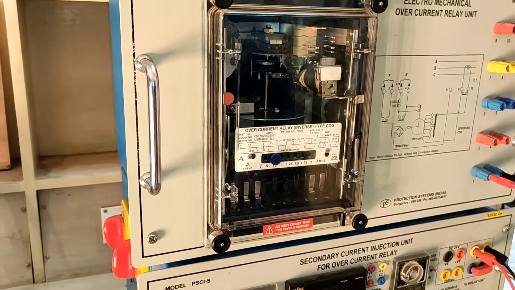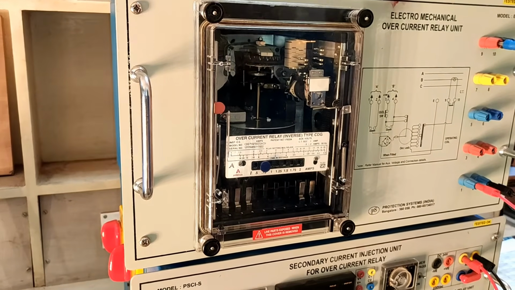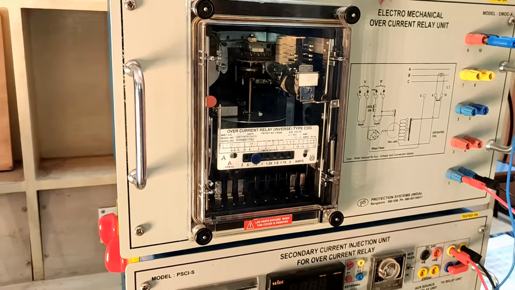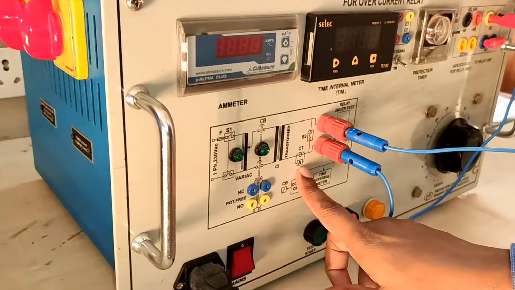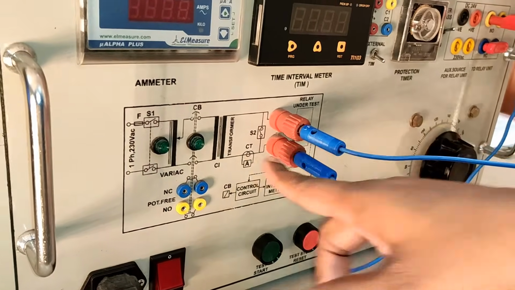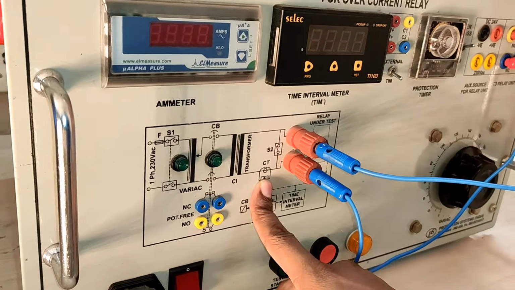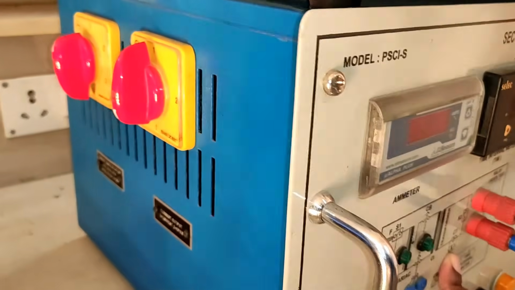And next, as I told earlier, how much current we will apply in our observation table. Our current will start from 1 and go to a maximum of 5 ampere. So that means, which current selection switch do you have to use? As I showed you, this ammeter cannot directly measure the current flowing to the relay. It will measure through the CT. You have to adjust the CT ratio.